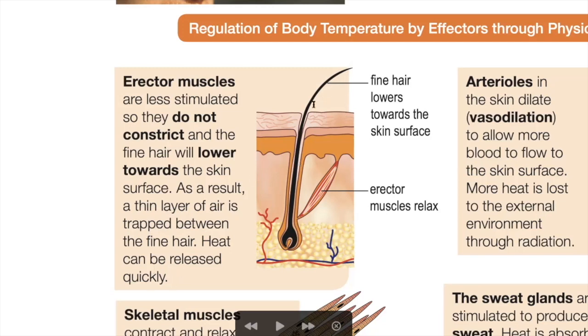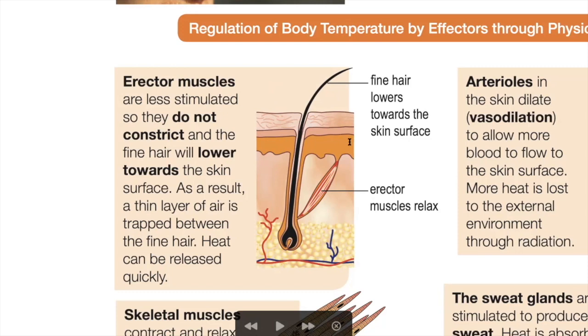So as you can see here, when the hair lies down, this will give a chance for the heat energy trapped in our body to be released out. Because we know that when we are doing vigorous activity, we are producing so much heat energy. That's why our body temperature rises. So in order to release the excessive amount of heat energy, this hair needs to be lying down. When it lies down, it gives space for the heat energy to go out.